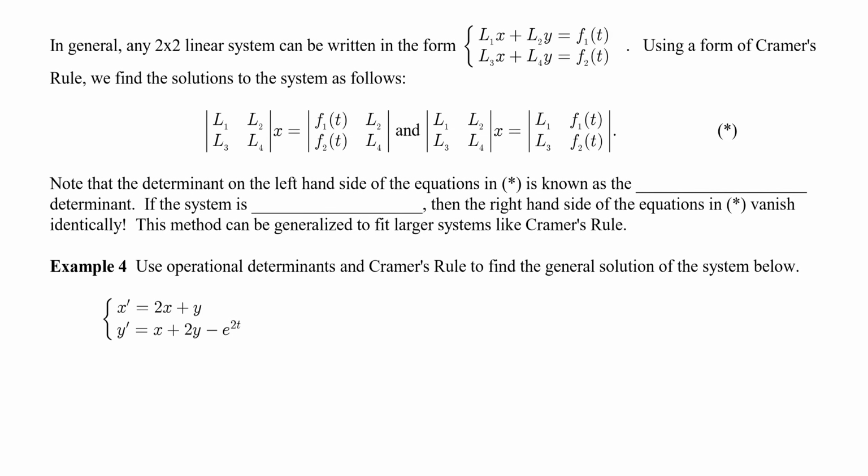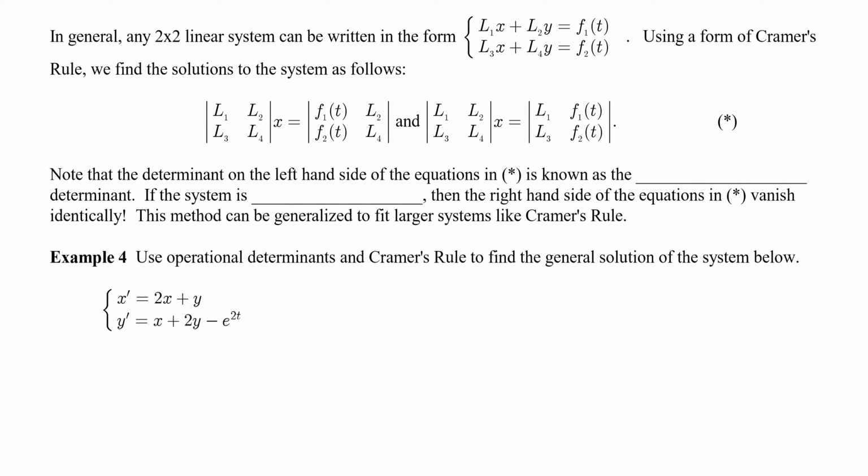Using a form of Cramer's rule, we can find the solution to the system as follows. On the left side here, we have the determinant of what's called the coefficient matrix. We're going to label that the operational determinant. So these are the linear differential operators that we obtained from rewriting that system with our new notation, times x equals, now look what we have over here. On this side, notice we have taken the constants of the system and replaced column 1 of our coefficient matrix with those functions. So again, you can see Cramer's rule being applied here.